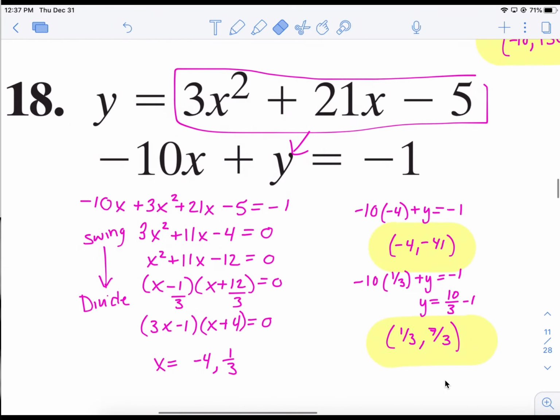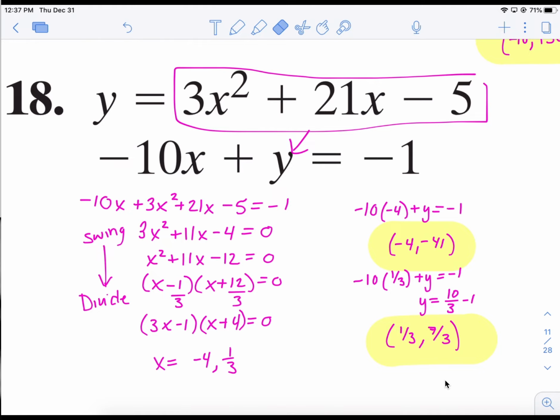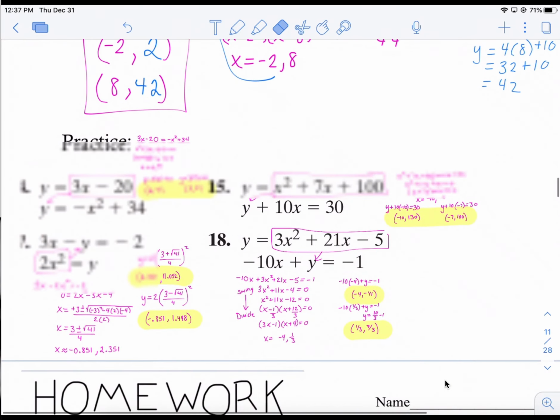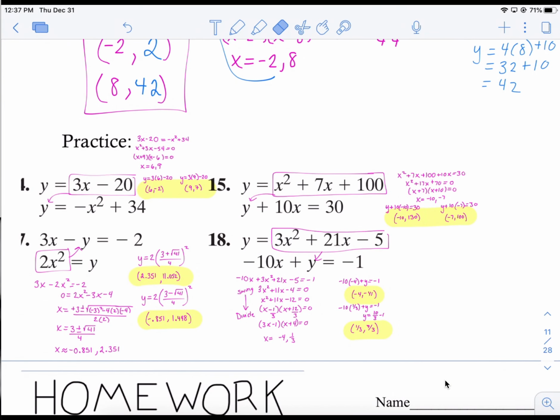Last one, problem 18. You're going to need to swing and divide to factor it, but you can still factor it. I would leave them in fractions. I would not try to change those to decimals. Hopefully you did well on those. If you had trouble with those 4 practice problems, that's what I would encourage you to ask questions about when we get to class.